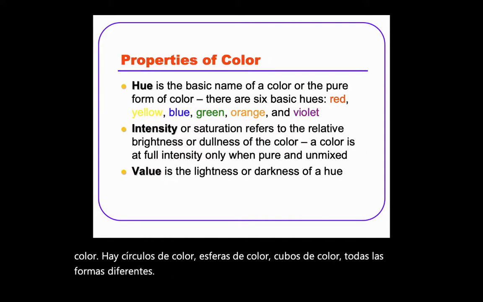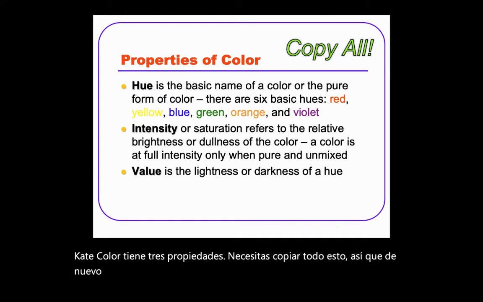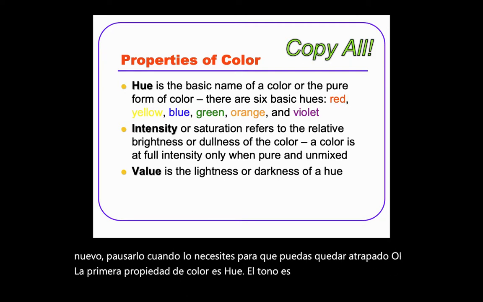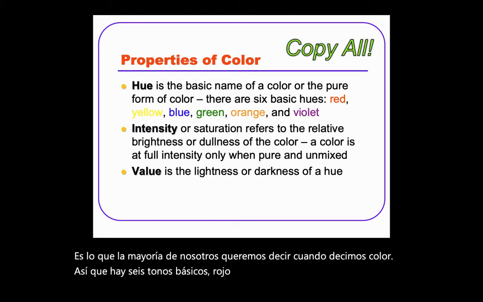Okay, color has three properties. You do need to copy all of this. So again, pause it when you need to so that you can get caught up. Okay, the first property of color is hue. Hue is the basic name for the color. It's what most of us mean when we say color. So there are 6 basic hues: red, yellow, blue, green, orange, and violet.